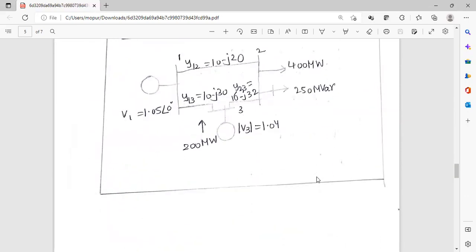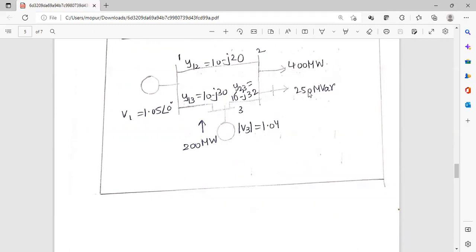Now going to the second problem, here we have the second bus as the PQ bus and the third bus as the PV bus. So P2 scheduled is minus 400 by 100, that is minus 4. Q2 scheduled is minus 250 by 100, that is minus 2.5.